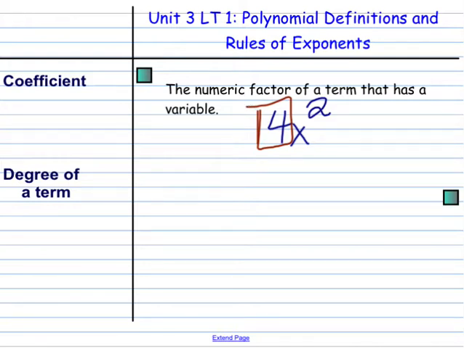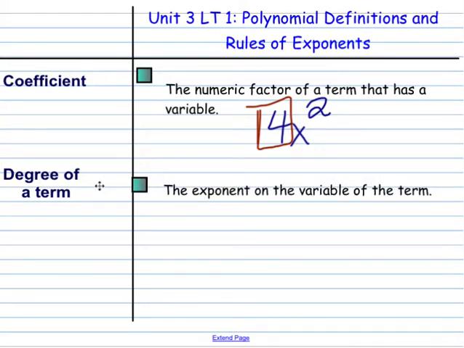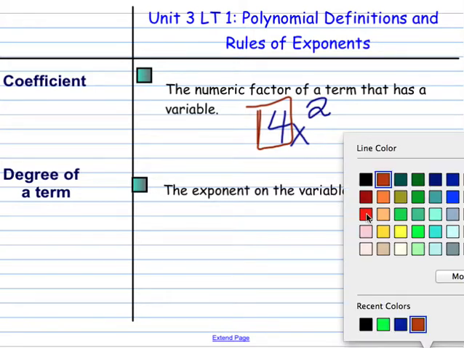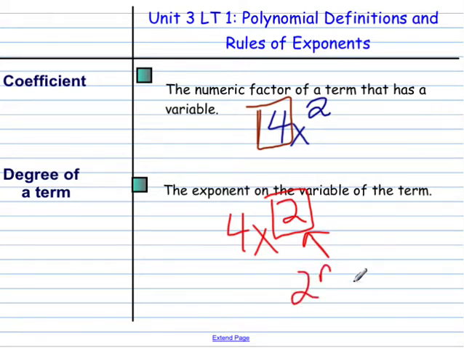Okay, let's take a look at what the degree of a term is going to be. The degree is the exponent on the variable of a term. Now the exponent is that little number. So let's take a look at this 4x squared term. The exponent on the variable of the term, this little guy up here, represents the degree. So if I said to you, what's the degree of that term, you would tell me that it's a second degree term because the power or the exponent of that term is 2.